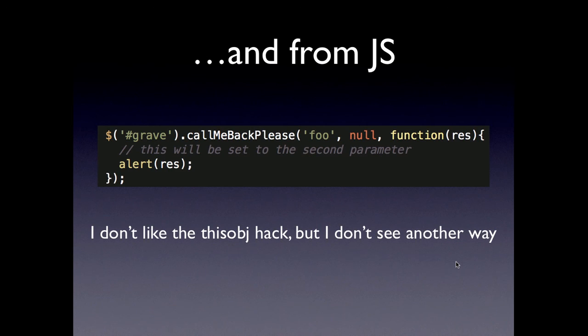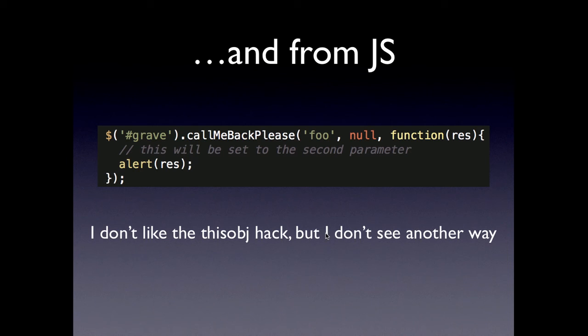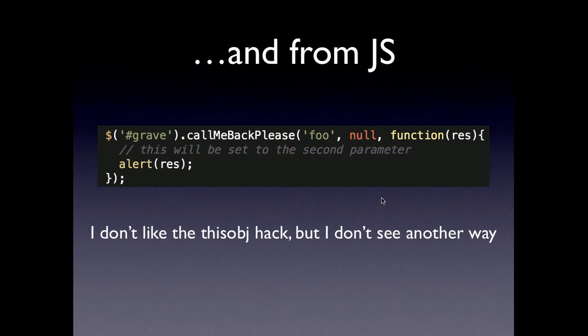And then from JavaScript we call, again, call me back please. So this is the same public method. We call that, pass in a string, a this object, and the callback function, which will get called with the result of that method. This will be set to the this object, in this case null, or window, depending on how this works here, so probably window.